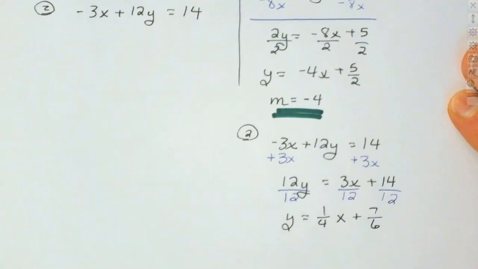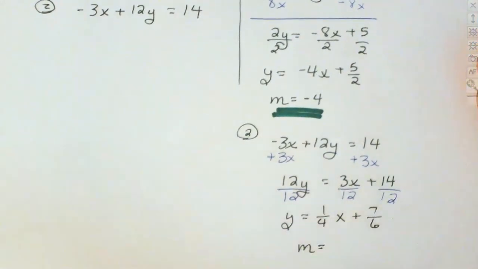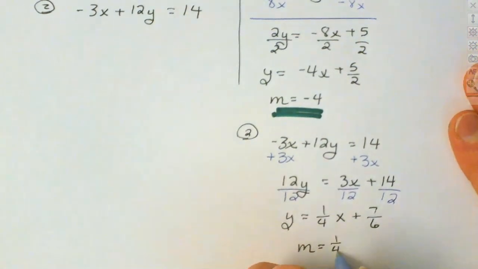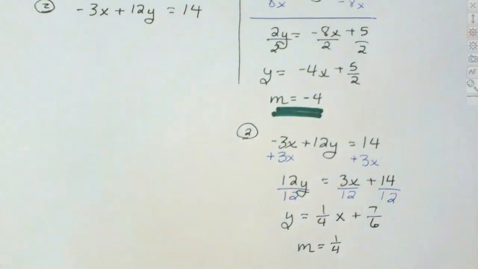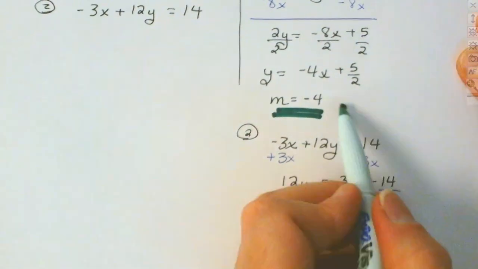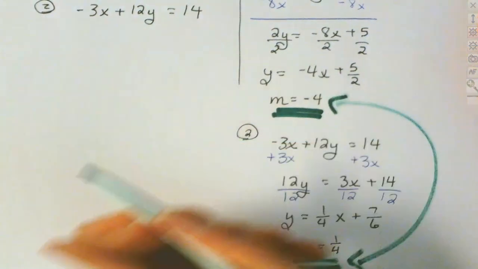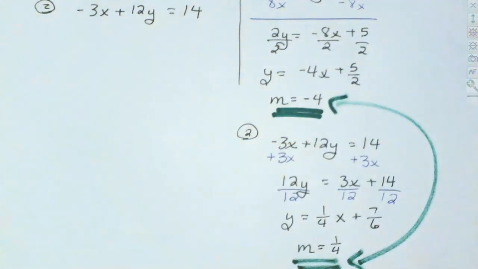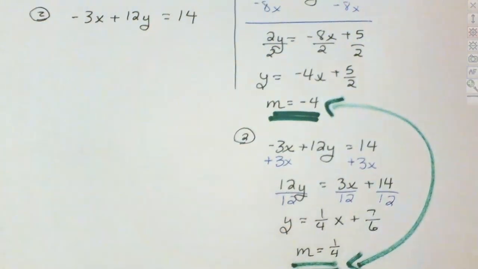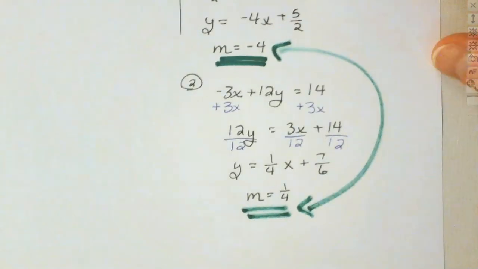What would my slope be? 1/4. Okay, so let's look at our slopes and compare them. First, what do you notice about the signs? Are they different? Yes. Are they flipped over? If you take 4, and it's over 1, 4 over 1, and you flip it over, what do you get? 1/4. So they are negative or opposite reciprocals.